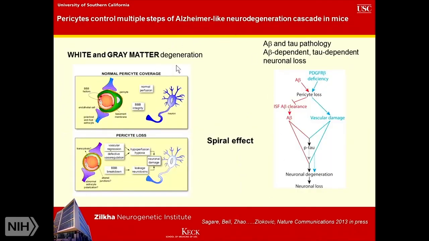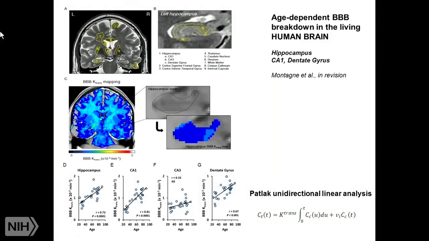So what I showed you was white and gray matter degeneration. In a parallel work, we also showed that this model of small vessel disease developed A-beta and tau pathology when crossed with APP mice, accelerated, and also leads to tau phosphorylation and neuronal degeneration and neuronal loss, having a spiral effect. But I don't have time to talk about that.